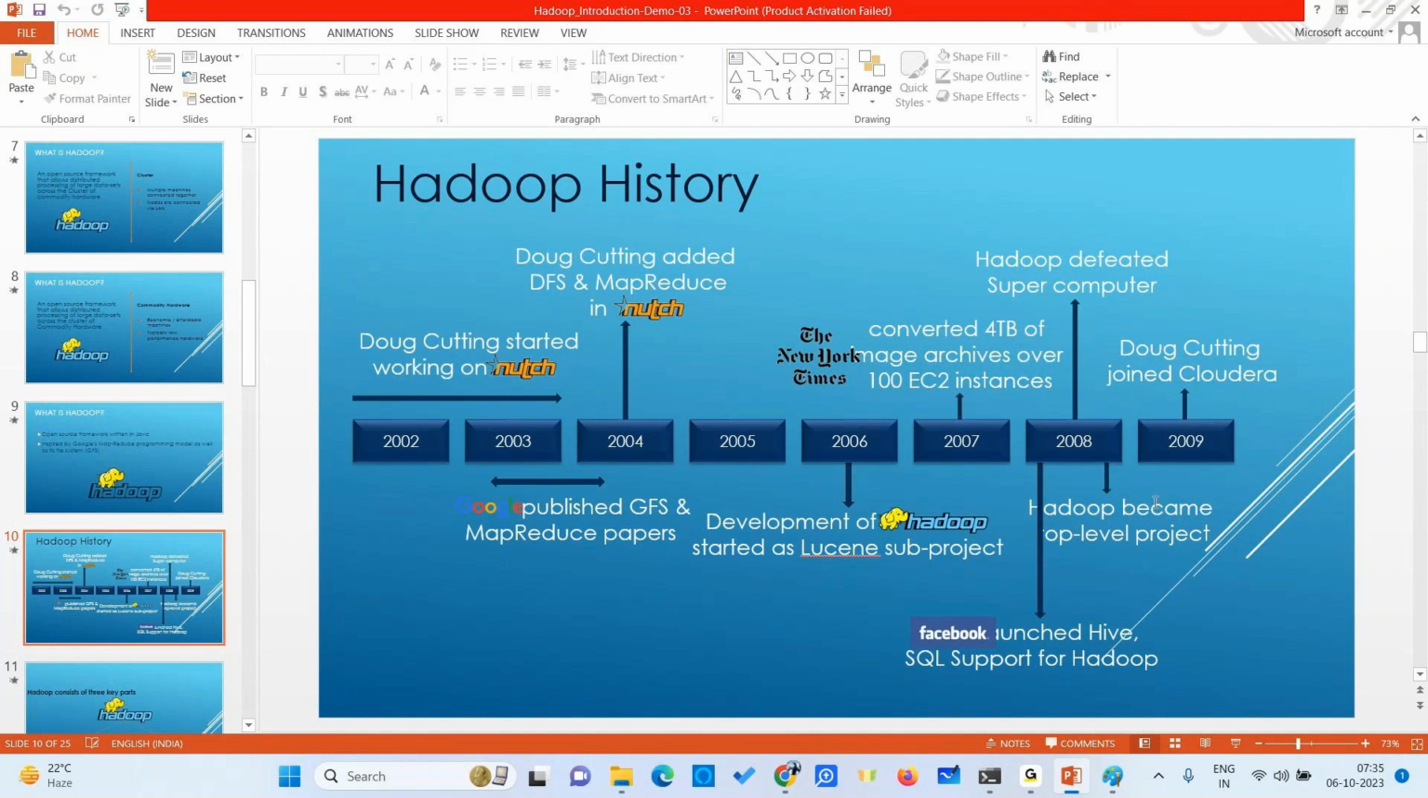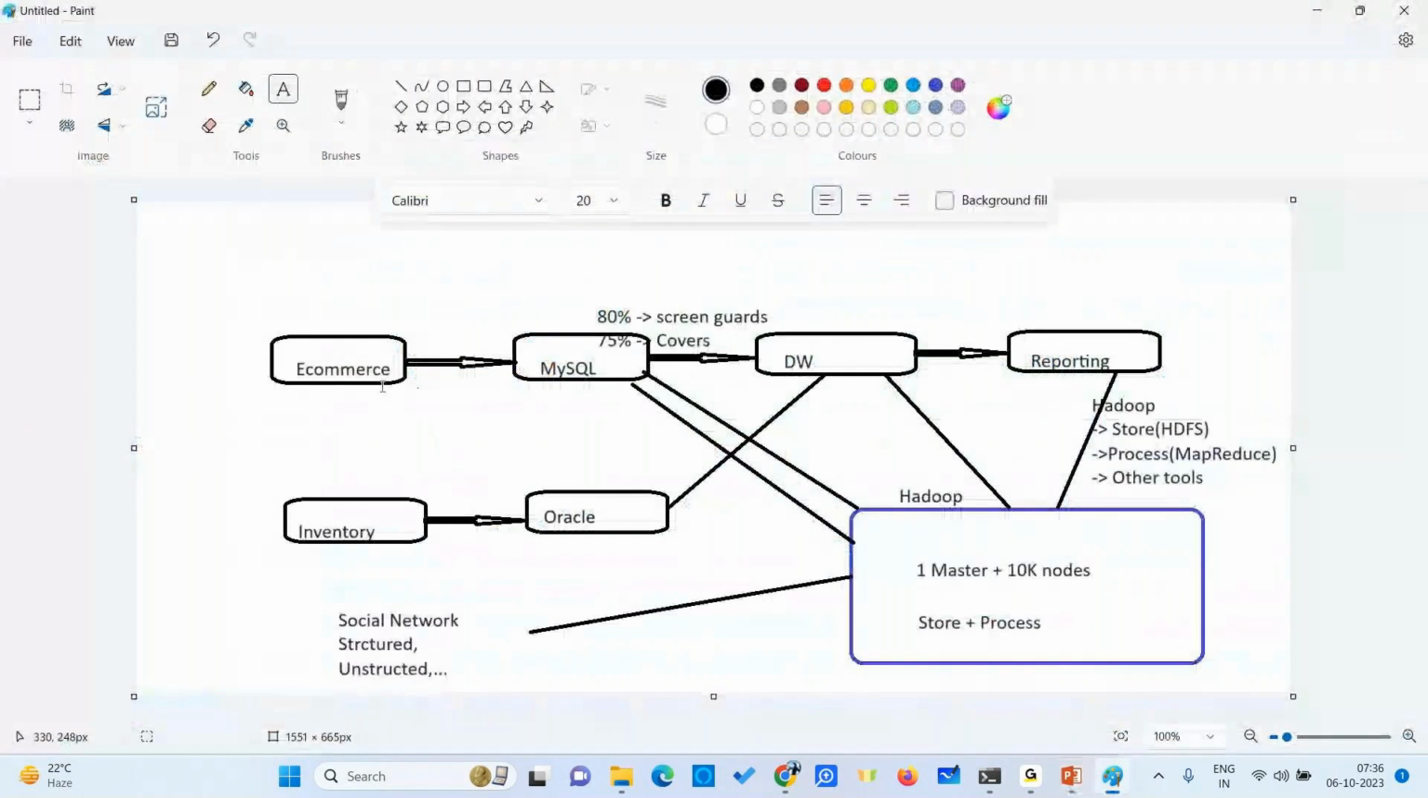Having that code himself is not useful for Doug Cutting. He has to collaborate with different companies so that they can give some funding. So in the year 2009, he joined Cloudera. And there is a standard, like the ISI standard in India, no? Like that, there is a standard body called the Apache Foundation.